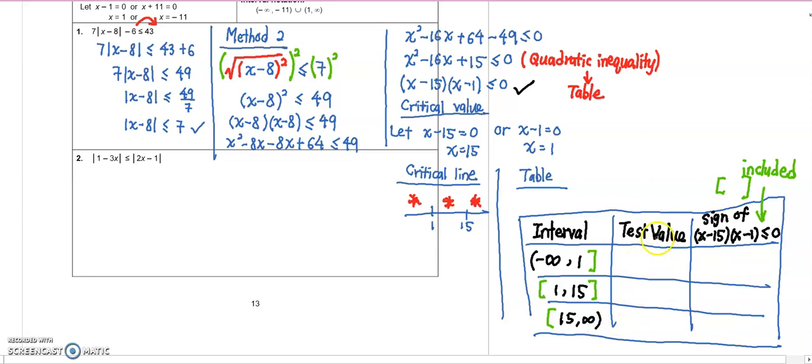So the test value must come from the interval from negative infinity to 1. There are so many values. Let's say I put 0. From 1 to 15, let's say I put 10. From 15 to infinity, let's say I put 20.